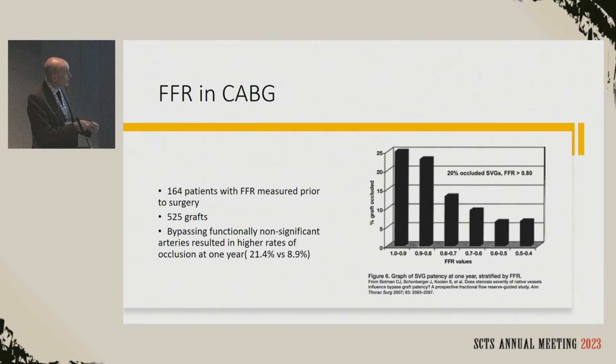And as things got more significant, there was even better patency. So this trial suggested that if you're bypassing vessels that have a significant stenosis with an FFR, then they're more likely to be patent at 1 year.